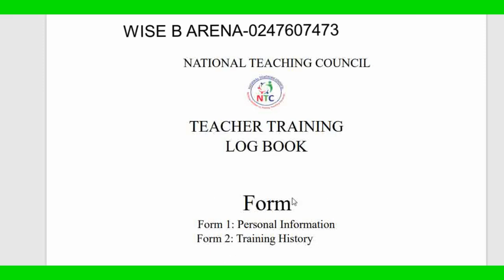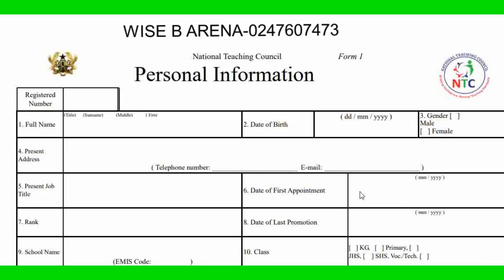And we have 2 portions to fill. The first one is the teacher personal information, and the second one, that's form 2, is the training history that has been attended by a particular teacher. So the training history is the total number of trainings that a teacher has attended. So let's go through. But as I said earlier, I'll make a video on how to fill the form.